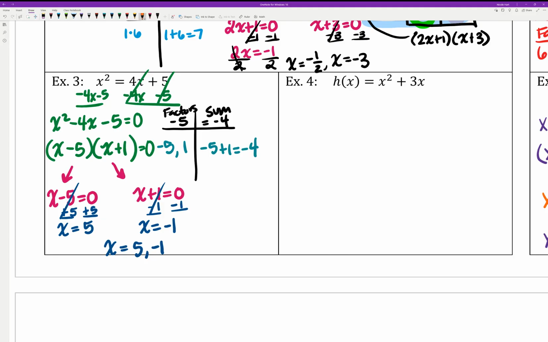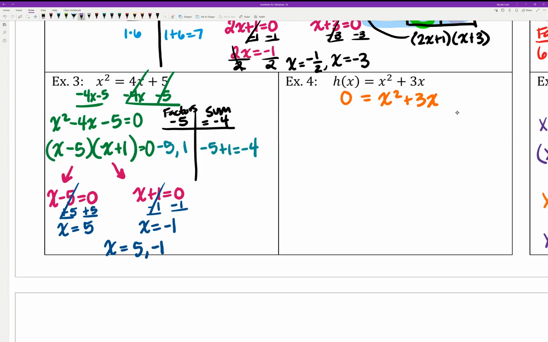For example 4, we have h of x equals x squared plus 3x. For this one, I need to turn that h of x into 0. So 0 equals x squared plus 3x. Now this does not have 3 terms like some of the other ones that we factored, but that's okay. We're not always going to have 3 terms to factor out.